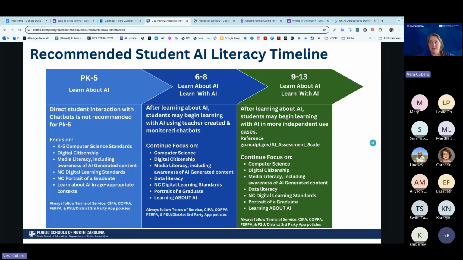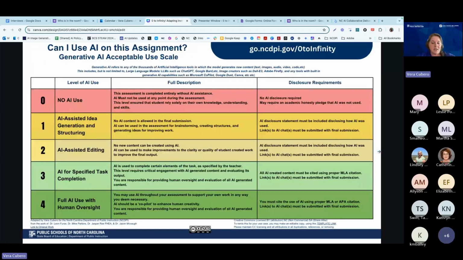Our high school students, though, really do need to eventually start learning about AI as well as learning with AI. And in high school, eventually, when they first start learning it, those teacher created bots might be good, but eventually they really need to be learning on the real world tools that they will be using when they graduate. And so that was something that was recently added.